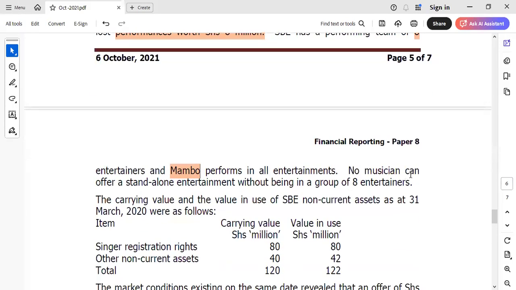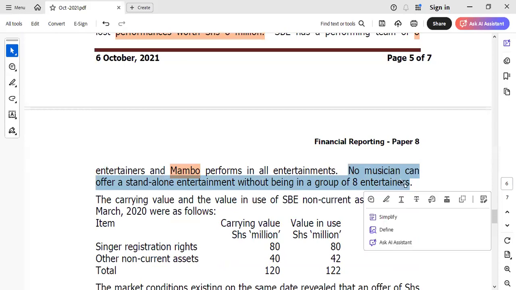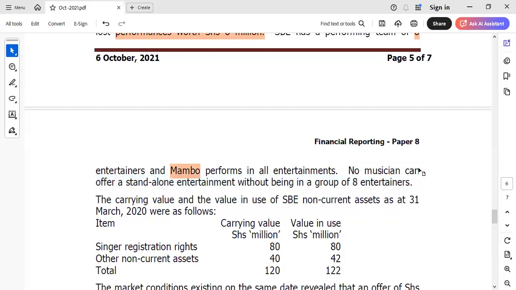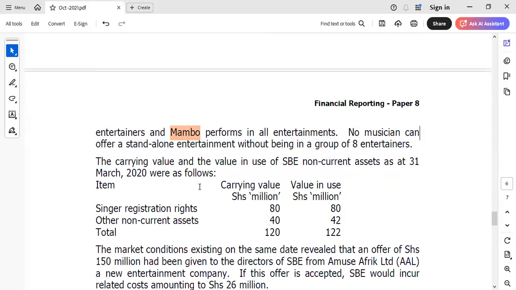No musician can offer a stand-alone entertainment without being in a group of 8 entertainers. This clearly tells you that this is a CGU, where you have to work together to generate a cash flow. When you're not in a group, you cannot perform. So here they are telling you, no musician can offer a standalone entertainment without being in a group of 8.